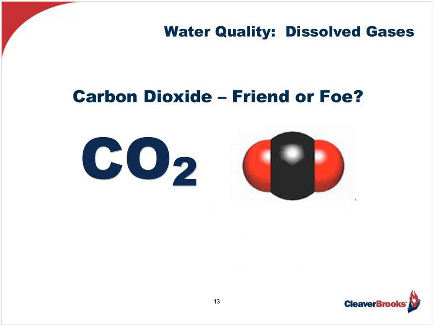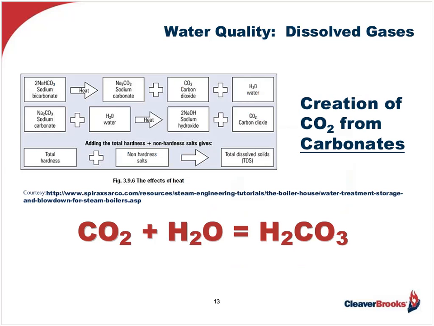Okay, that's free oxygen. Well, what about CO2, or carbon dioxide? Well, we know it's not a friend to us, except for the trees and the plants out there. And certainly, it's a definite foe for boilers and boiler systems. To put things in perspective with regard to CO2, carbon dioxide, and referring to this slide, you see the chemical reactions taking place in the boiler water and in the system when heat is applied.